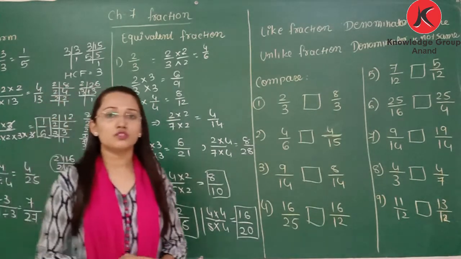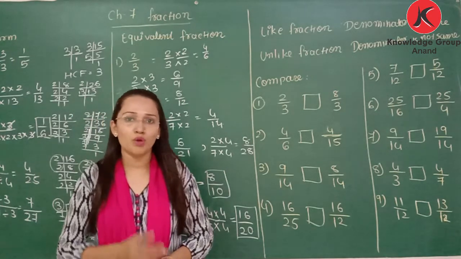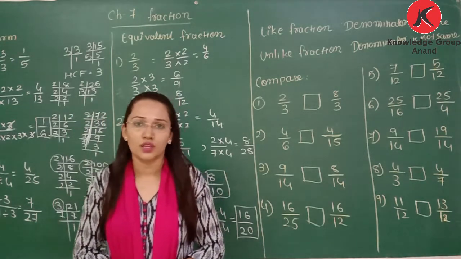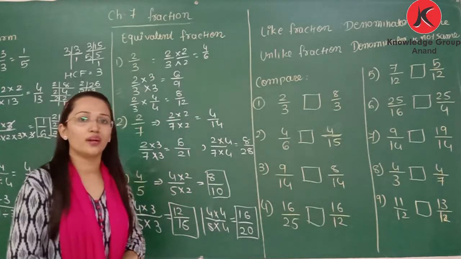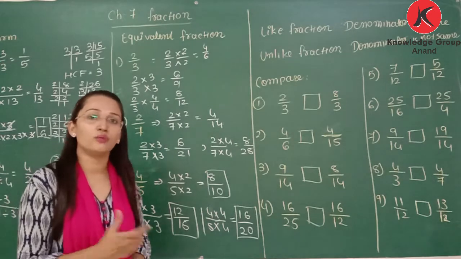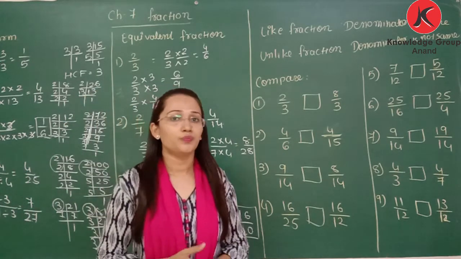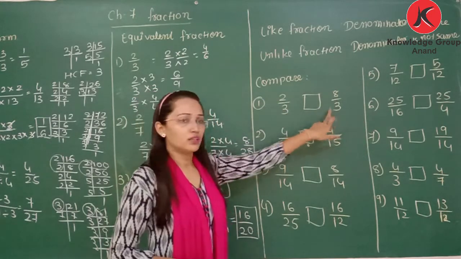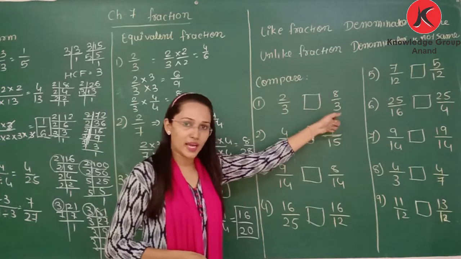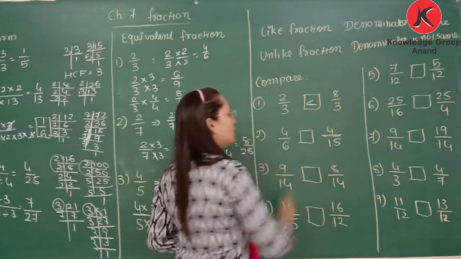In that, first of all, we will solve examples where the denominator is same or the numerator is same. Denominator same is like fractions. So for that you need to compare only the numerator. And when the numerator is same, you need to compare the denominator. But let's solve some examples. 2 by 3, 8 by 3. Denominator is same. So they are like fractions. Which one is greater? 8 is greater. So less than sign.